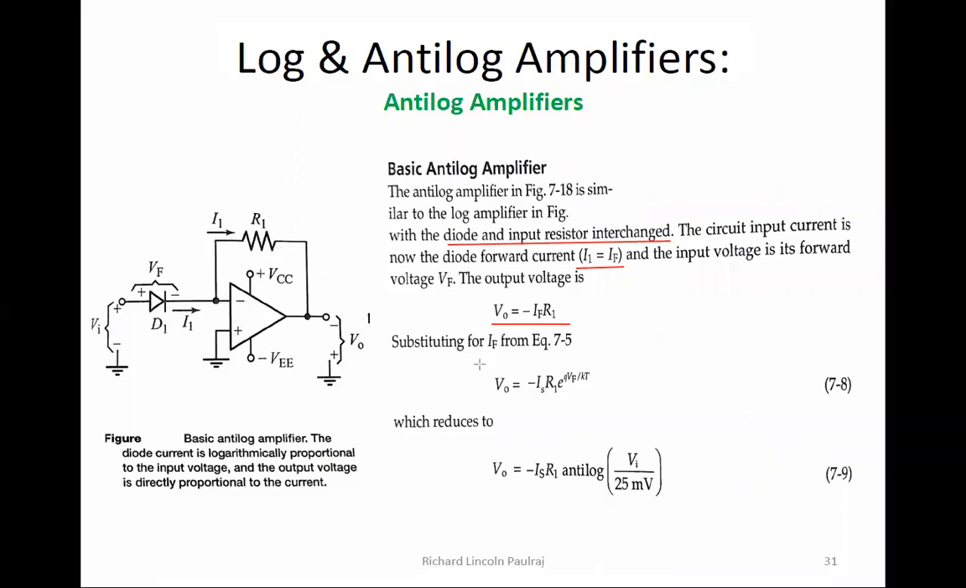Okay, so now we substitute for IF, and we see that V naught is equal to, we had this formula, right? IS R1 e raised to, so the same concept is actually taken here. Instead of IF, we are just substituting this value. Now, as I told you previously, we have this KT by Q. So instead of having this KT by Q, we can also put it as 25 millivolt, and the rest of the things remain, which is IS and R1. So e raised to, so I'm going to make an anti-log of this.